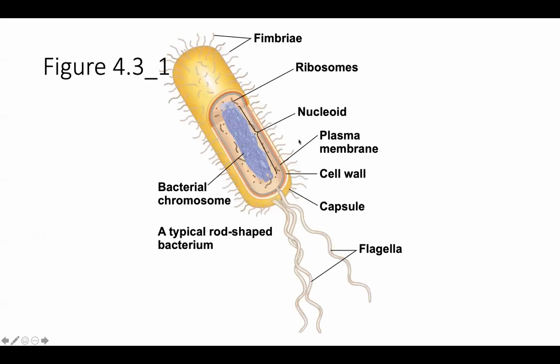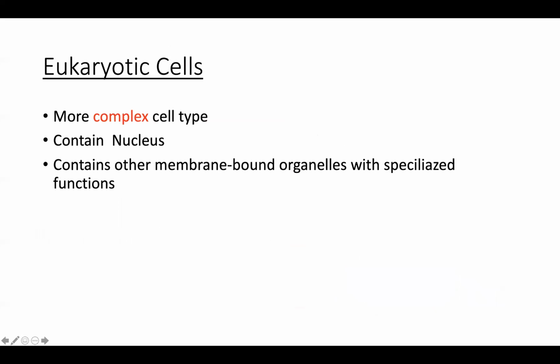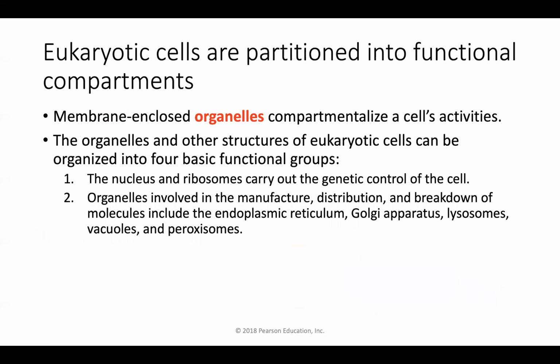Structures that are present on the bacteria cell are going to be, again, that plasma membrane, cell wall, and then some bacteria are going to have this capsule, which is just another barrier or layer of protection for the bacteria cell. Now, the eukaryotic cell is a more complex cell type. We're clear that it contains a nucleus and all of these other membrane-bound organelles with specialized functions, okay? Eukaryotic cells are partitioned into those functional compartments.